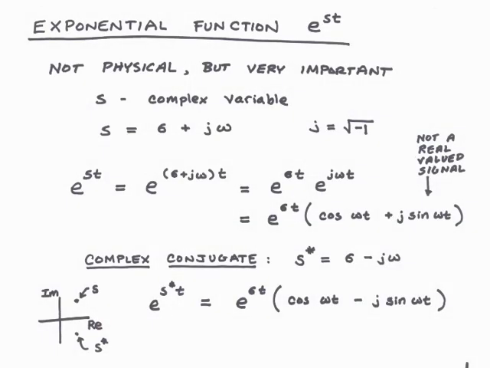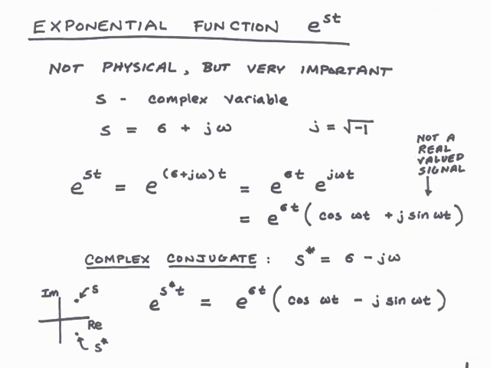In this presentation, we'll introduce the everlasting exponential signal e to the st. Now this signal, like the impulse signal, is not physical, but it's still very important. S in the e to the st is a complex variable. It has a real part and an imaginary part. The real part is denoted sigma. The imaginary part is j omega, where j is the square root of -1.